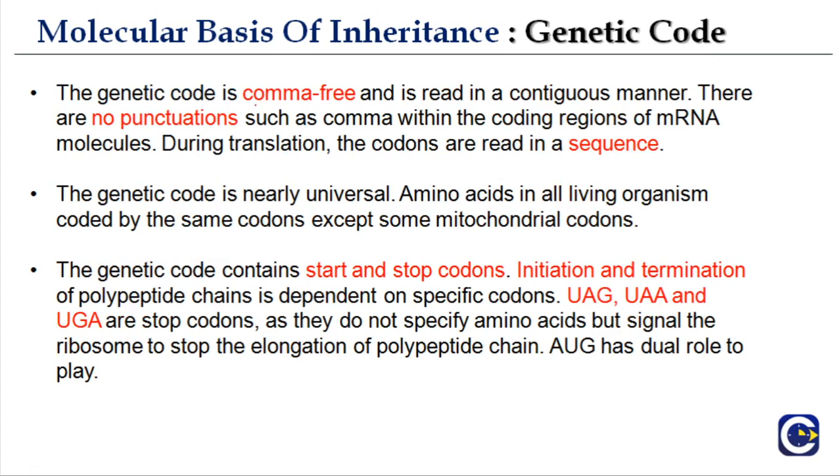The genetic code is comma-free and it is read in a contiguous manner. There are no punctuations such as commas within the coding regions of mRNA. During translation, the codons are read in a sequence. What does that mean? Let's go back to the simple mRNA. So this is the mRNA structure and we will just number 1, 2, 3, 4, 1, 2, 3, 4, 5, 6, and so on and so forth.